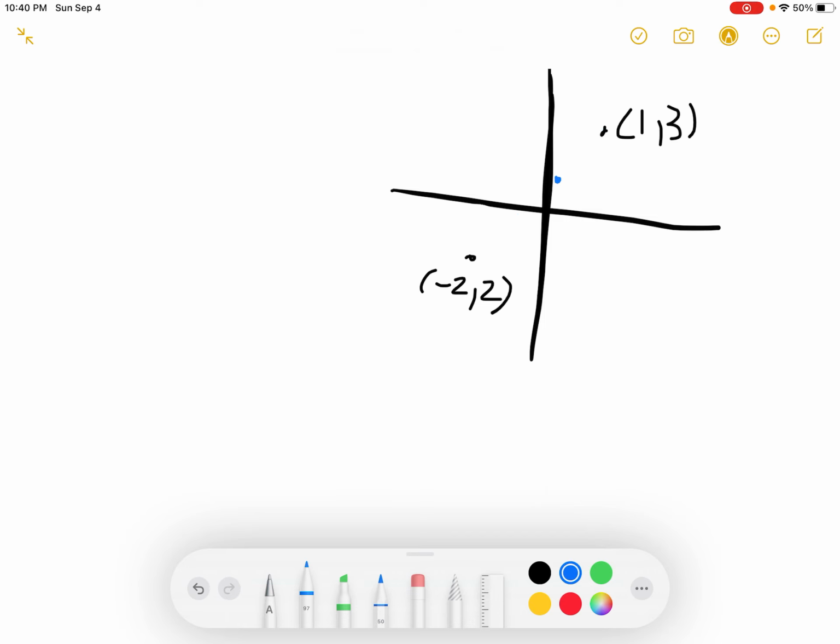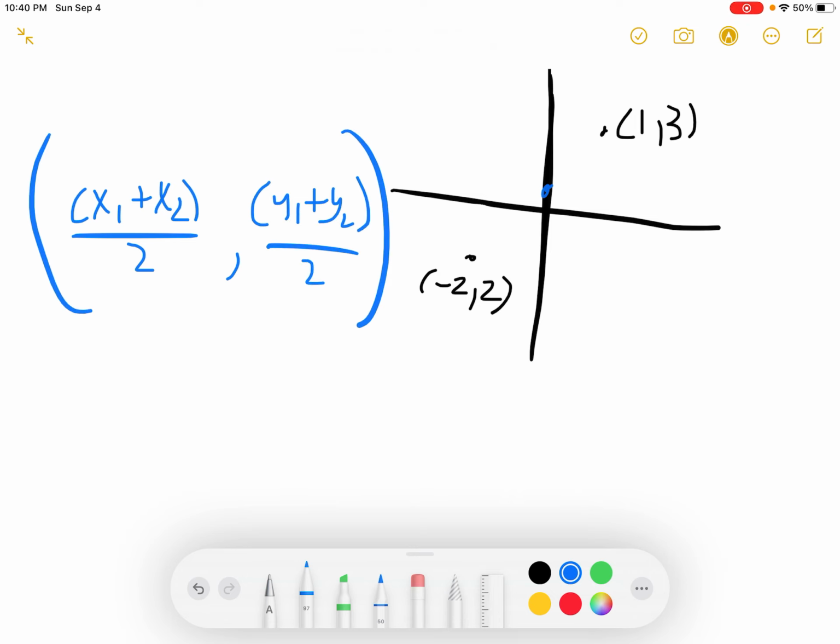How do we find the midpoint? The midpoint formula is this. If you want to find the x coordinate, you do this. If you want to find the y coordinate, you do this. So that's simply what you do. It's not that hard, really. Okay.